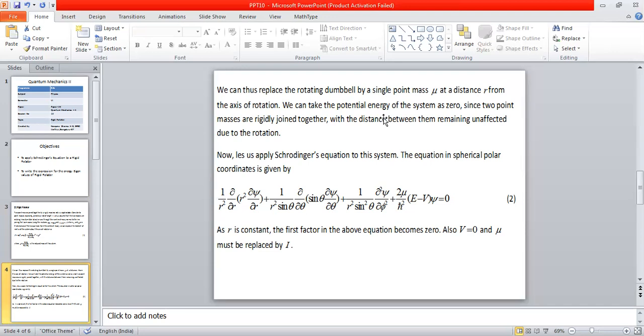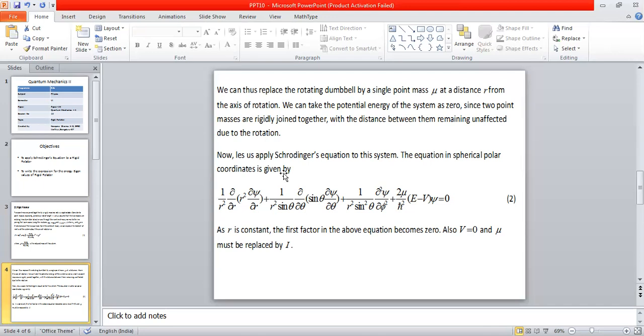So we have a system of a rigid rotator in which two particles are joined together by a rigid rod of fixed distance, or a rigid bond of constant length. Such a rigid rotator system can be reduced to a one-particle point system. So now we are ready to solve the Schrodinger equation for this particular system.